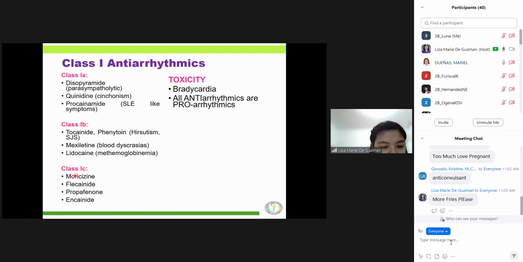Then propafenone and encainide also have effects on the heart. So they are contraindicated in patients with cardiac dysfunction, or those with an existing heart condition. So propafenone and encainide are contraindicated in them.